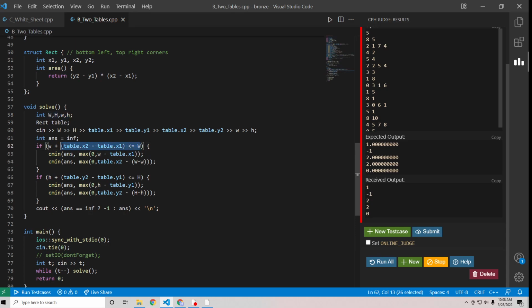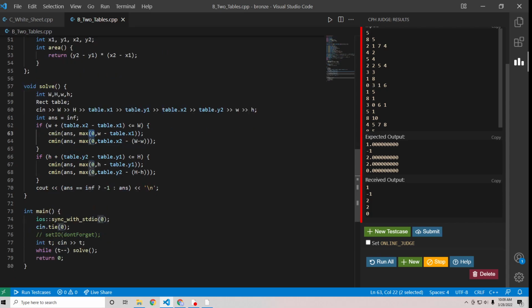So we first do our check. Is the width of the new table plus the width of the table currently in the room less than or equal to the width of the entire room? If that is true, then we know that both tables can fit in this room. So now it's an option of, do we add this table to the left or the right? Here, this is when we add it to the left, and when we add it to the right. And then we max with 0 to check whether there's already enough space. And we do the exact same thing with the height.